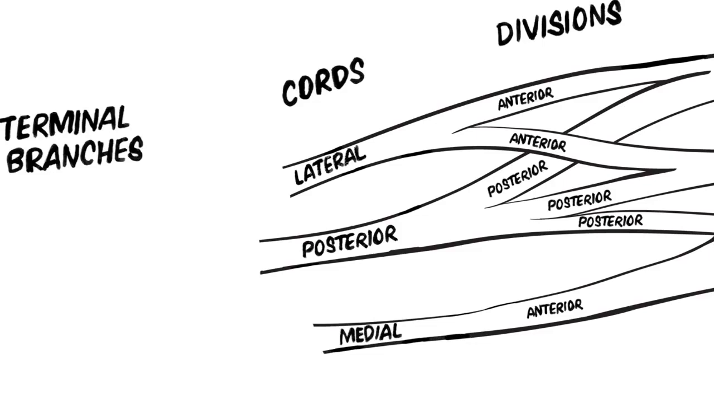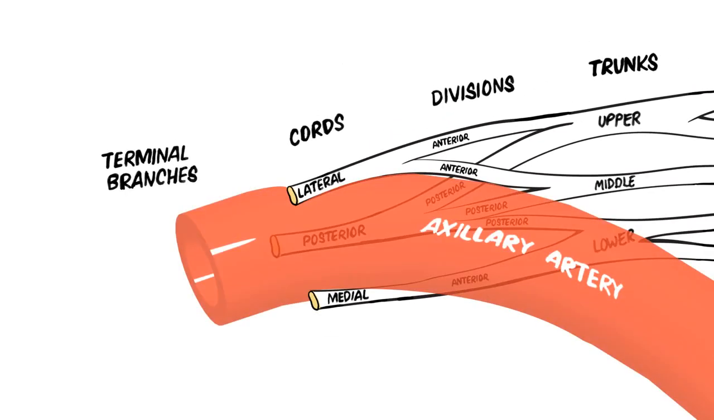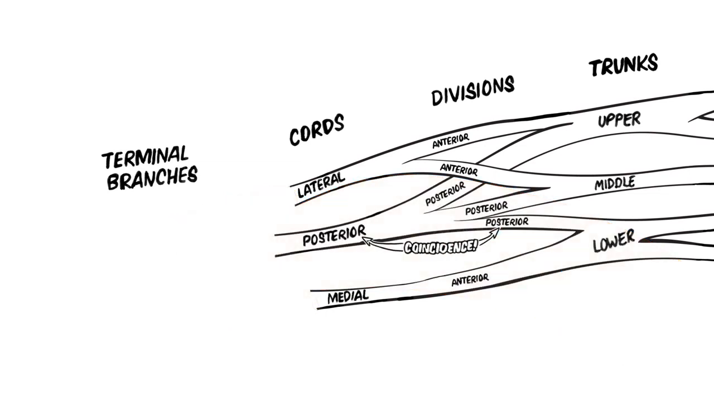Note that these cords, medial, lateral, and posterior, are named according to their position relative to the axillary artery. In the anatomical position, the medial cord lies medial to the artery, the lateral cord lies lateral to the artery, and the posterior cord lies posterior to the artery. It's just a coincidence that the posterior cord is also formed by the posterior divisions of the 3 trunks.